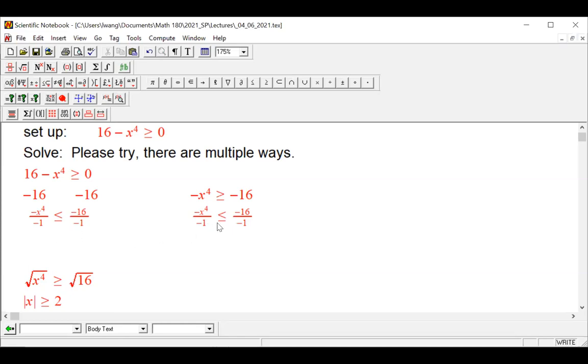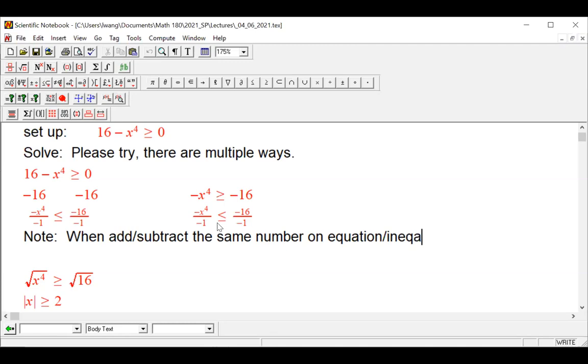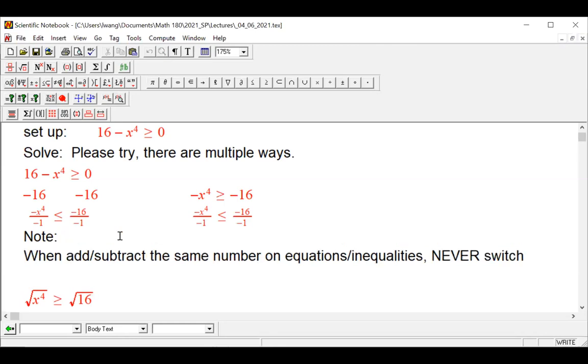Yes? So I'm going to put a note here. When adding or subtracting the same number on equations or inequalities, never switch. Never switch. Okay?